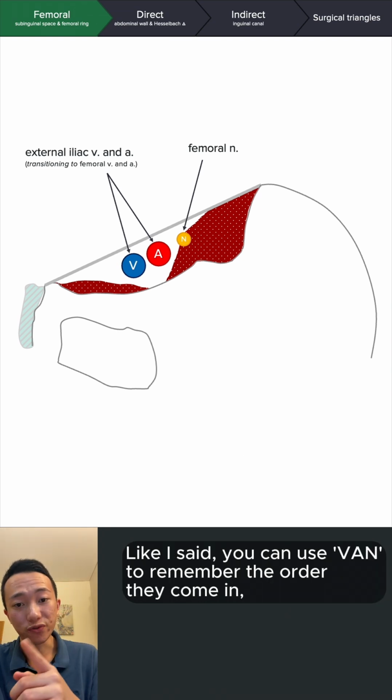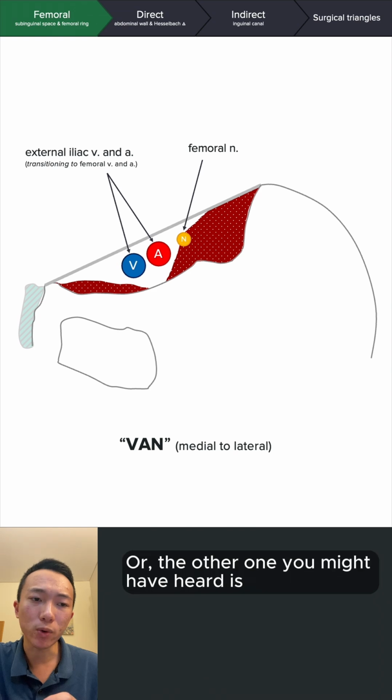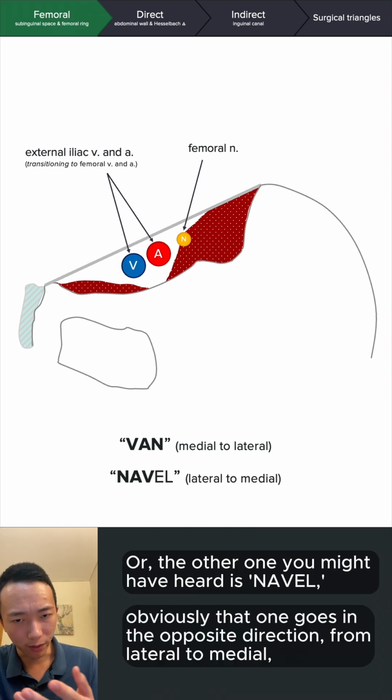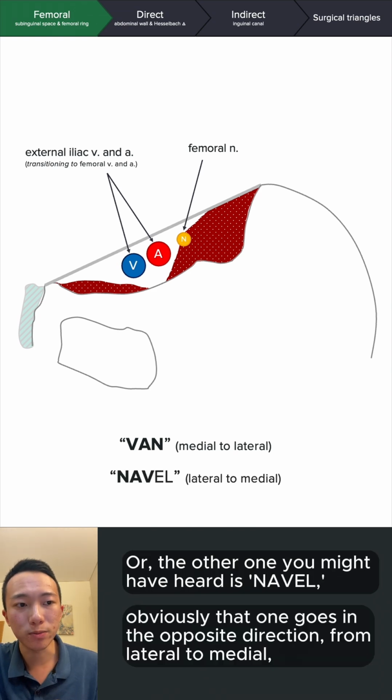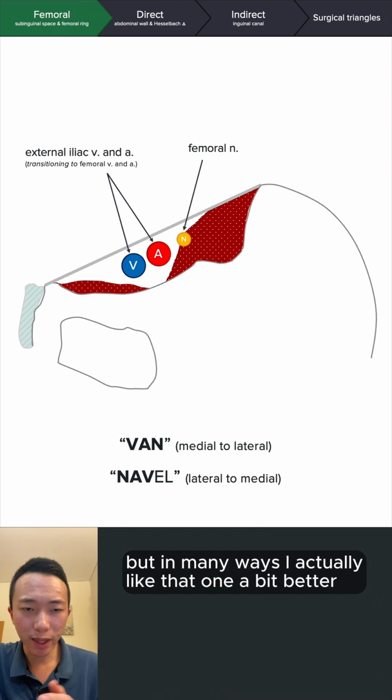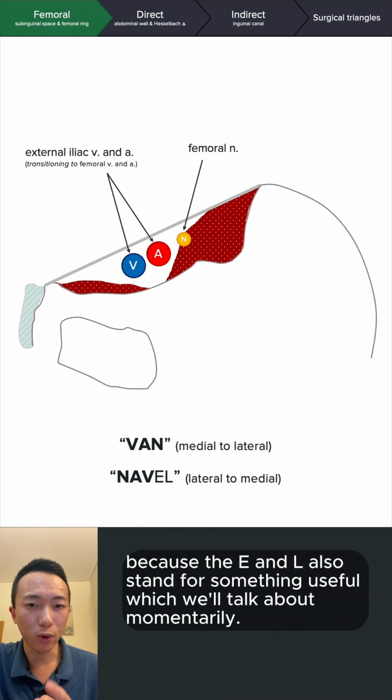Like I said, you can use VAN to remember the order they come in. Or the other one you might have heard is NAVEL. Obviously, that goes in the other direction, from lateral to medial. But in many ways, I actually like that one a bit better, because the E and L also stand for something useful, which we'll talk about momentarily.